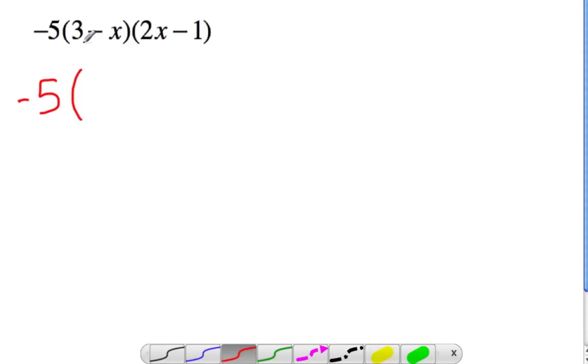So 3 times 2x is 6x, outside. The 3 times the negative 1 is negative 3, inside. Is negative 2x squared. And last, plus x, those two minuses make a positive.